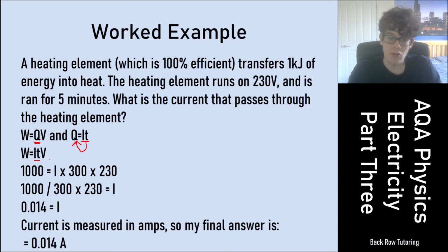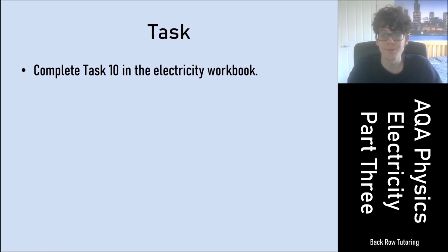Our unknown is the current, the I. So what we're going to do is divide both sides by 300 multiplied by 230. So divide this side by 300 times 230 and divide this side by 300 times 230. By doing that, we get that 1,000 divided by 300 times 230 is equal to I, the current. Evaluating this, we get that the current is equal to 0.014. Since current is measured in amps, our final answer is 0.014 amps.